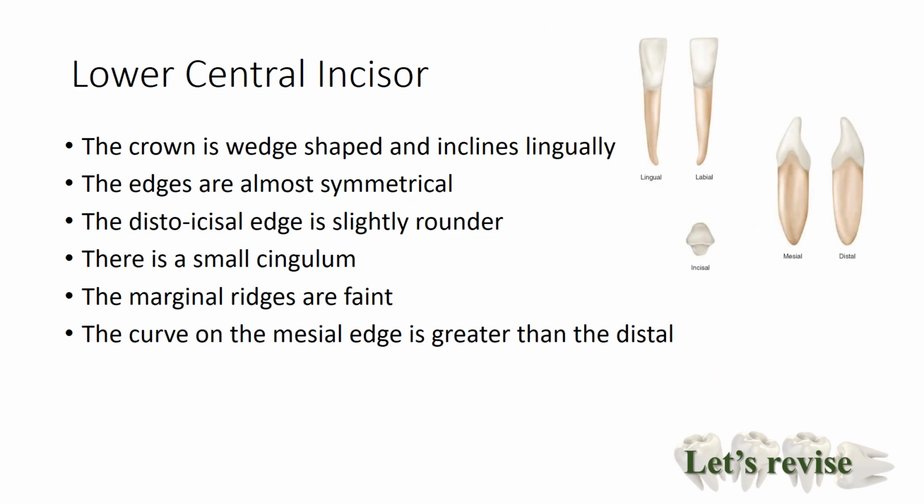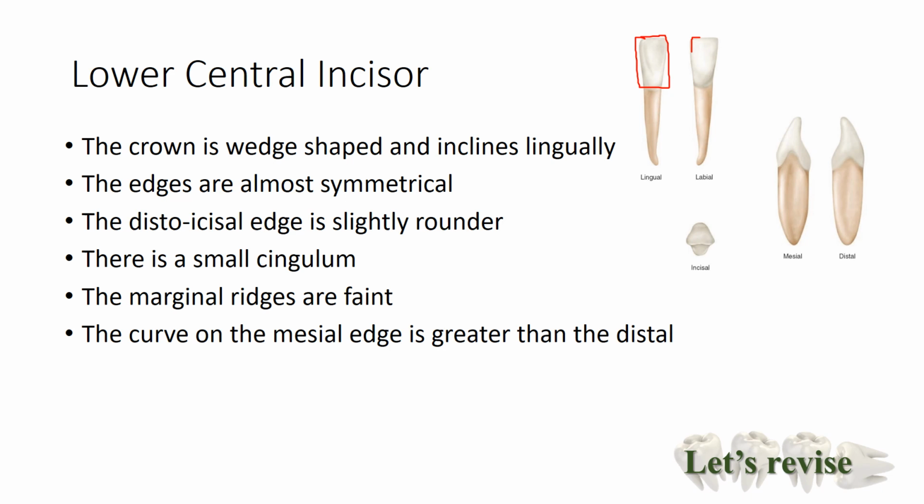When we look at the lower central incisor, we can see that this crown is more wedge-shaped and it inclines lingually. These edges are more symmetrical. You notice that our square shape has gone, and this is now definitely much longer, definitely more rectangular. The edges are almost symmetrical. As you can see here, this edge is just slightly rounder than this corner here. So we're looking at our distal being slightly rounder.